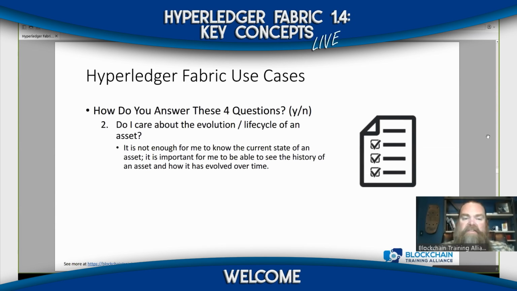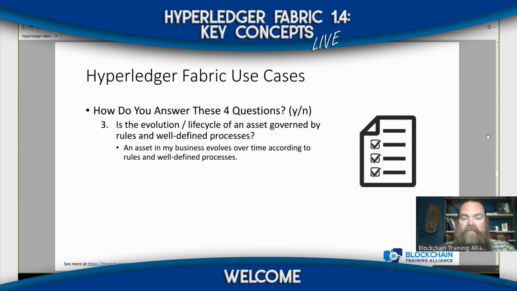All right, question 2. Do I care about the life cycle of an asset or how it evolves over time? In other words, do I just want to know the current state of things? Or is it not enough for me to know the current state? I need to know the history of something as well.